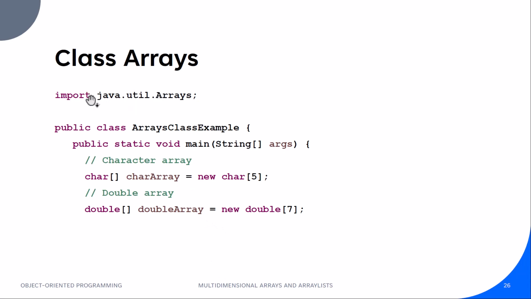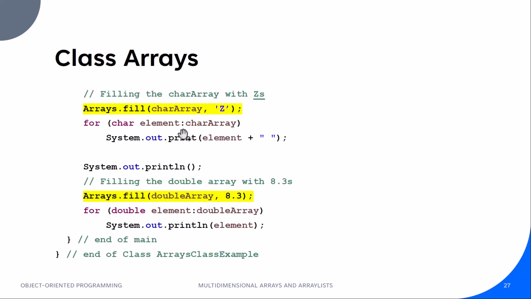Here's another example. Again, we are importing the java.util.Arrays class, and within the main, we are declaring two arrays. One is a character array, and the other is a double array. And we are not initializing these arrays. We are going to fill them with certain values with the Arrays.fill method. We are going to fill the character array with z's, and we are going to fill the double array with 8.3s. And we are going to print the values of these arrays.